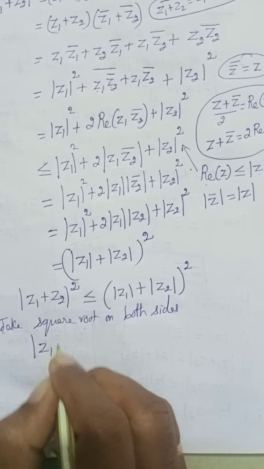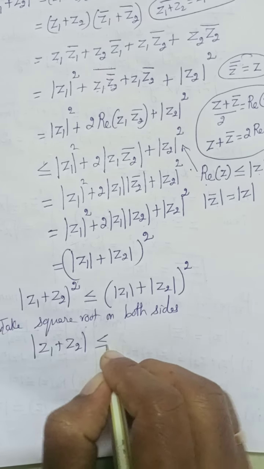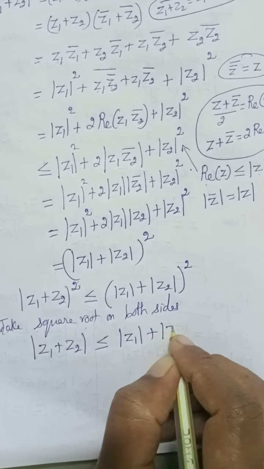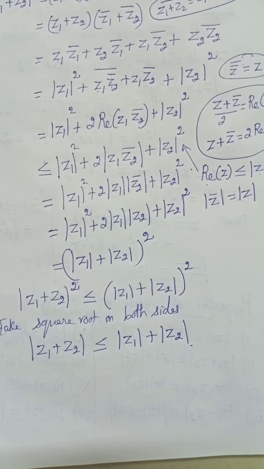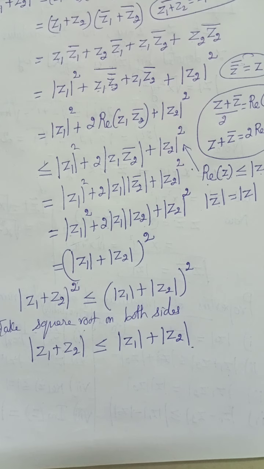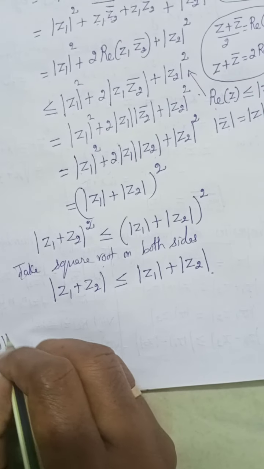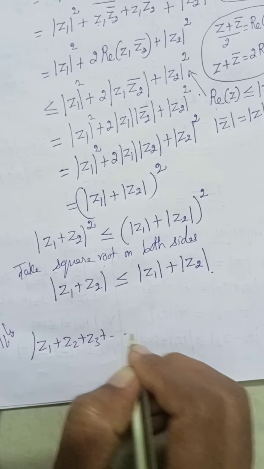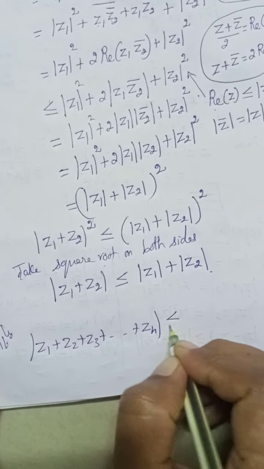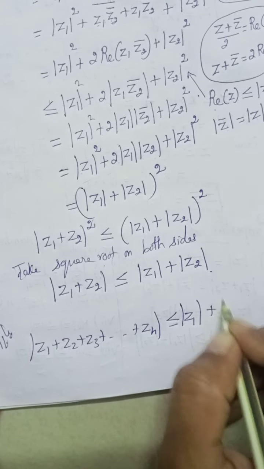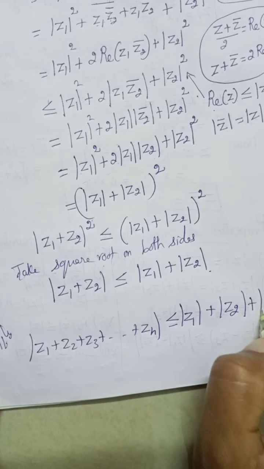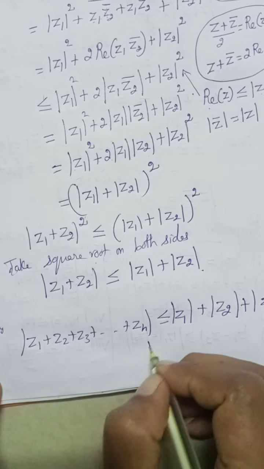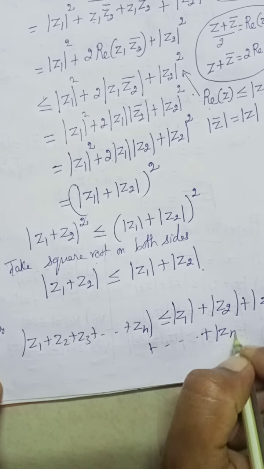So we get modulus z1 plus z2 is less than or equal to modulus z1 plus modulus z2. Is that clear? Important proof. This is what we used to call the triangle inequality. Similarly, modulus z1 plus z2 plus z3 plus etc. plus zn will be less than or equal to modulus z1 plus modulus z2 plus modulus z3 plus etc. plus modulus zn.